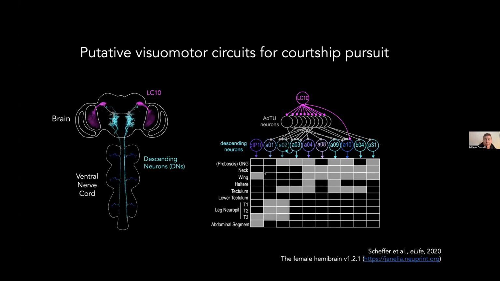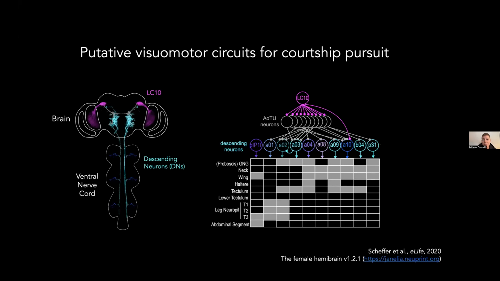And I found that, in fact, there are only about 9 or 10 descending neurons that lie downstream of LC10 visual neurons, and that these project to many different motor neuropils in the VNC. So of course, I was interested in whether or not these different descending neurons play different roles in the control of male locomotion or wing behaviors during courtship.